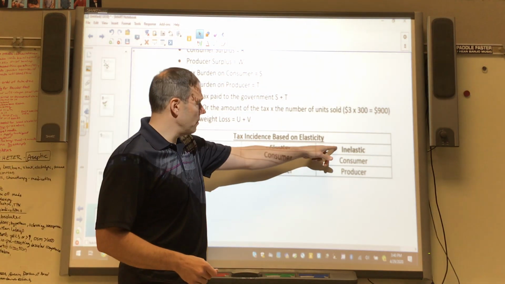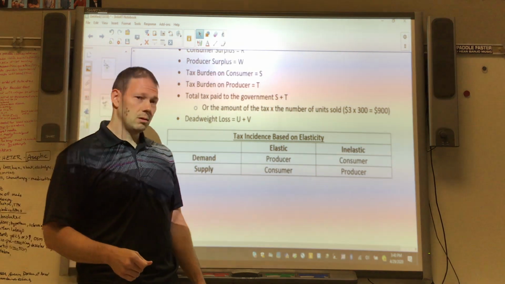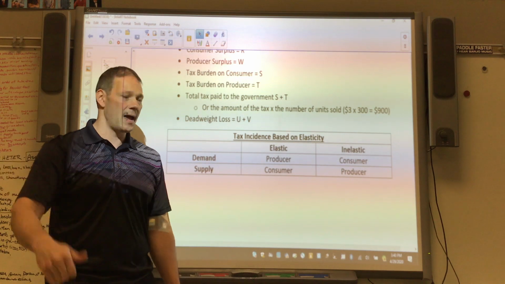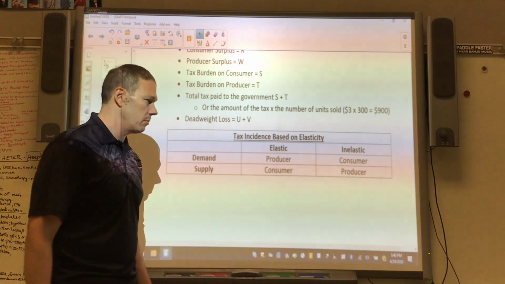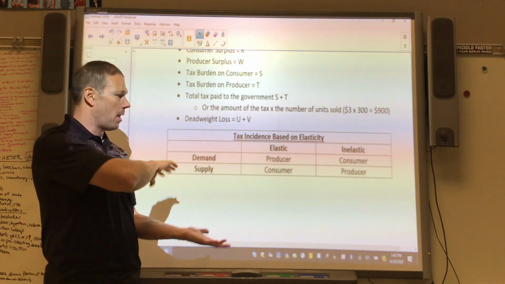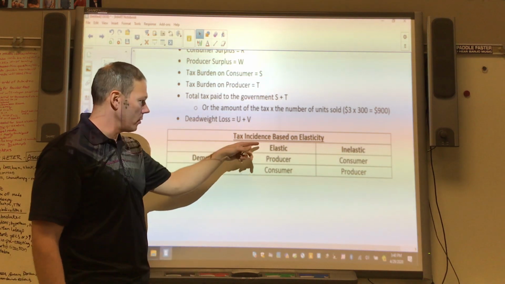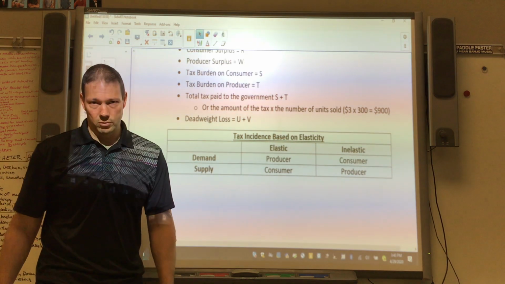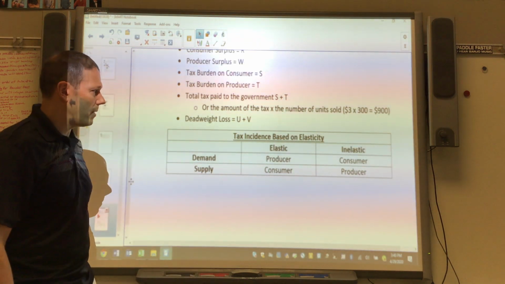On the other hand, if demand is inelastic, if I can raise the price and people are still going to buy it, I'm just going to go ahead and raise it by the price of the tax, and so the consumer bears most of that burden. And then when it's supply, they're both flip-flopped, okay? So when supply is elastic, it's the consumer. Supply is inelastic, it's the producer, okay? So that's an easy way of kind of going back and forth there.